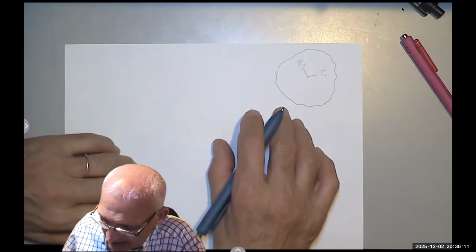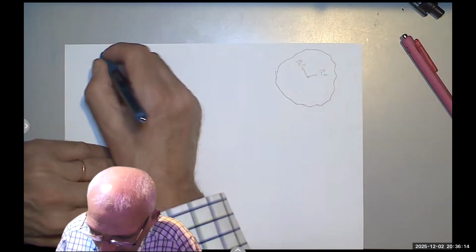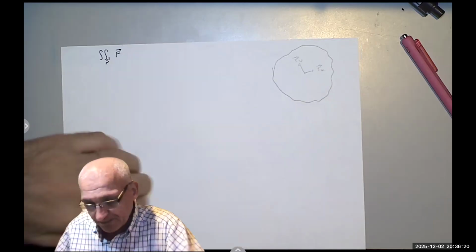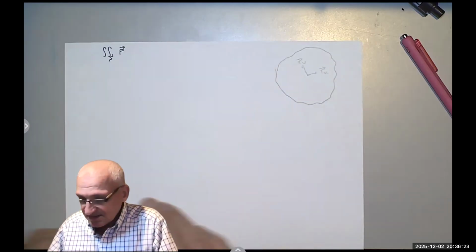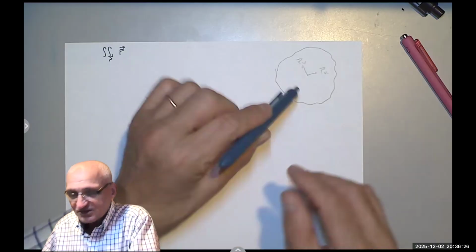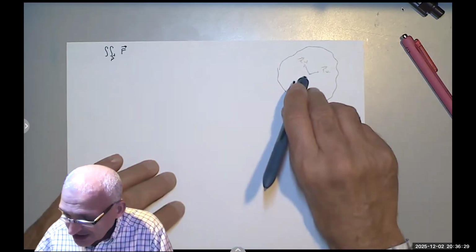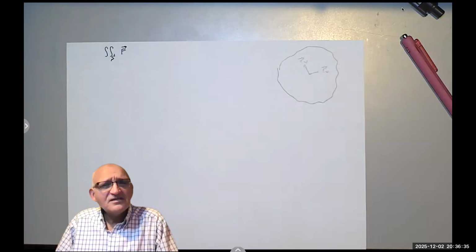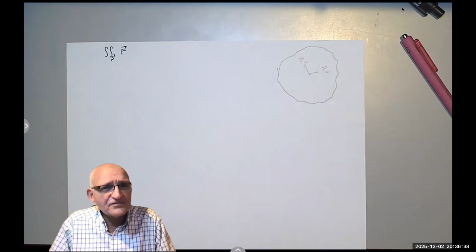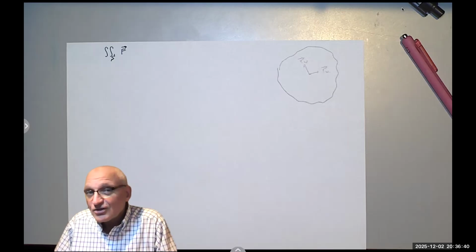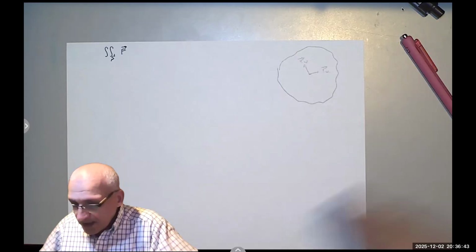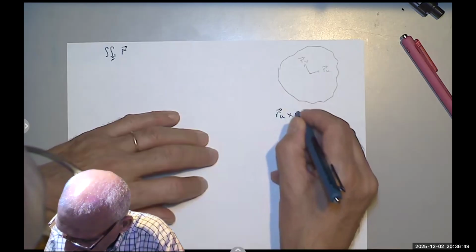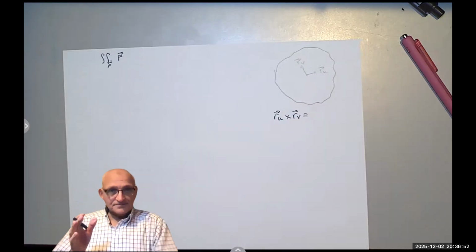Notice that because F is a vector field, I will have a surface integral of the vector field. I don't want the vector field in space in any direction. I want its projection normal to the surface. How do I get a vector perpendicular to the surface? Think cross product, right? R sub u cross R sub v will give me a vector.